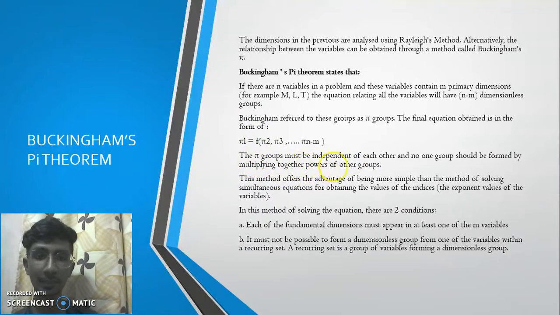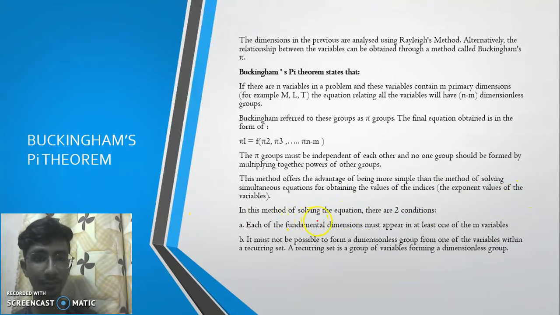The pi groups must be independent of each other and no one group should be formed by multiplying together powers of other groups. This method offers the advantage of being simpler than the method of solving simultaneous equations for obtaining the values of the indices, the exponent values of the variables.